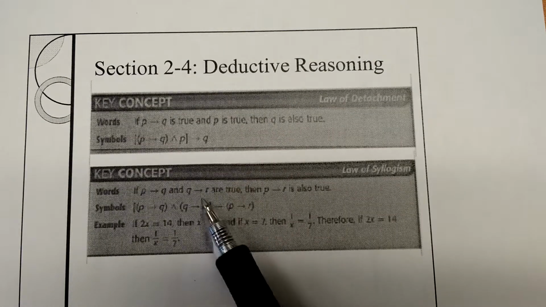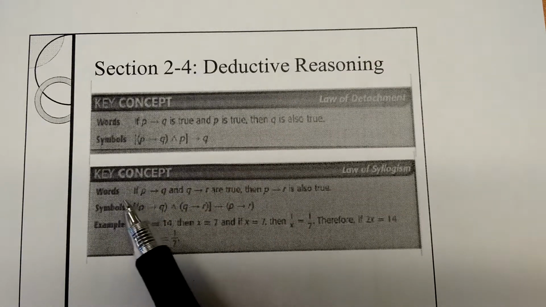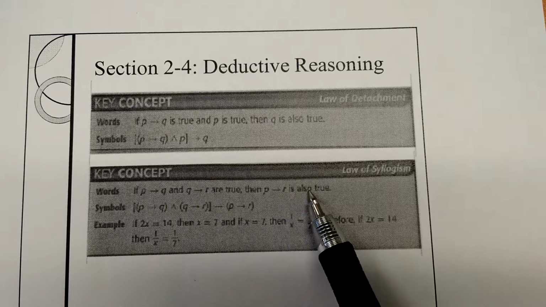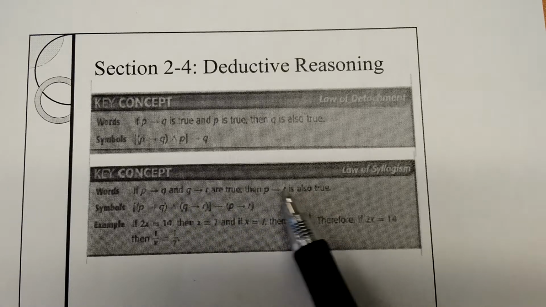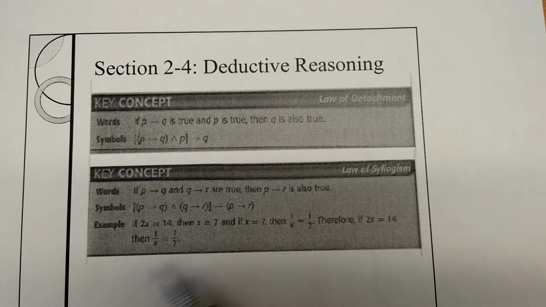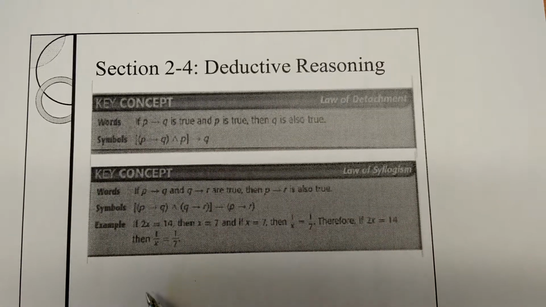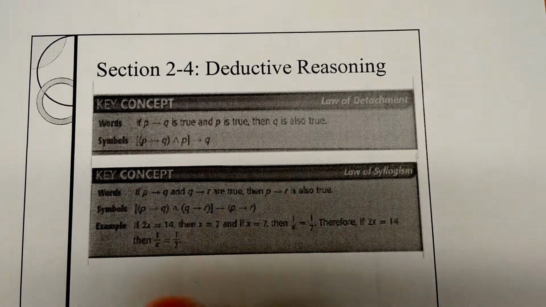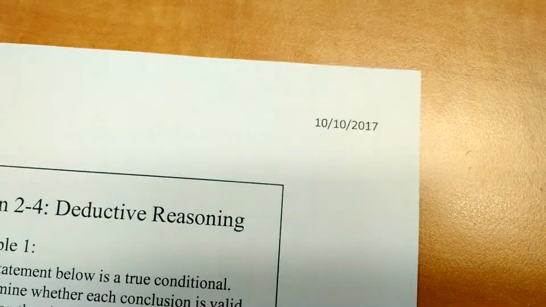The law of syllogism says if you have two if-thens, so if P then Q, and if Q then R is true, then if P then R is also true. So if it is Saturday, then you do not have school. If you do not have school, then you can sleep in. If it is Saturday, then you can sleep in. So one flows into the next. An example of syllogism.